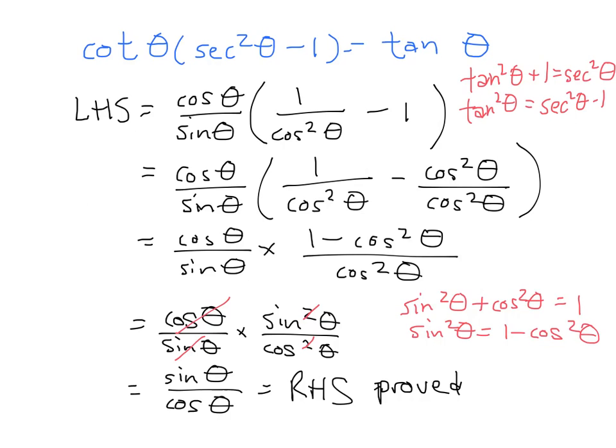So the question you have to ask yourself is, do you remember all your identities and can you choose the right one to use? And that's the problem with all of these problems. Simplest strategies though, remember all your identities, and worst comes to worst, just change everything into sines and cosines. And be very careful with your algebra.